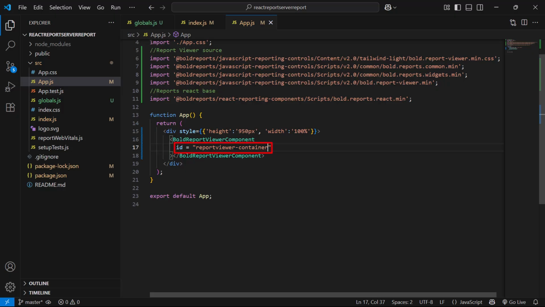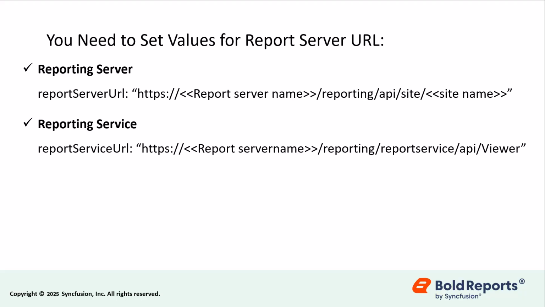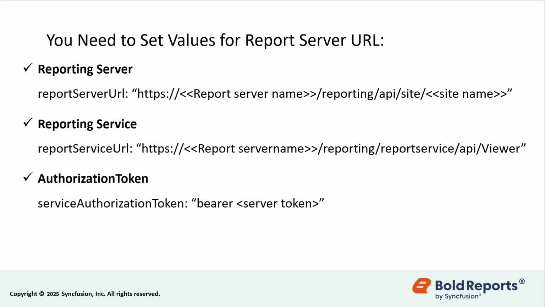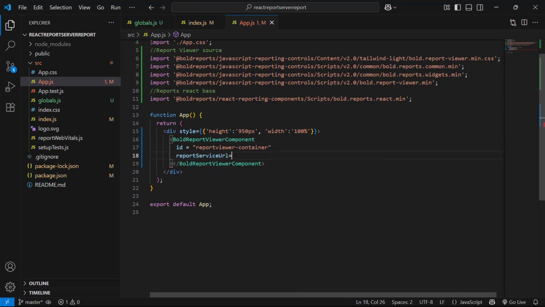In this tag, I add the ID attribute and assign the value report viewer container, which specifies a unique identifier for the HTML element. Next, to render the report from report server, I set values for report server URL, report service URL, service authorization token, and report path. First, I add the report service URL. This specifies the web API service URL. It contains the server, service, and REST APIs names.